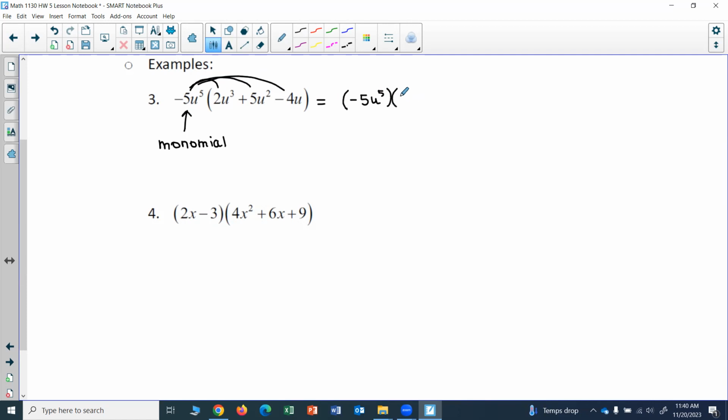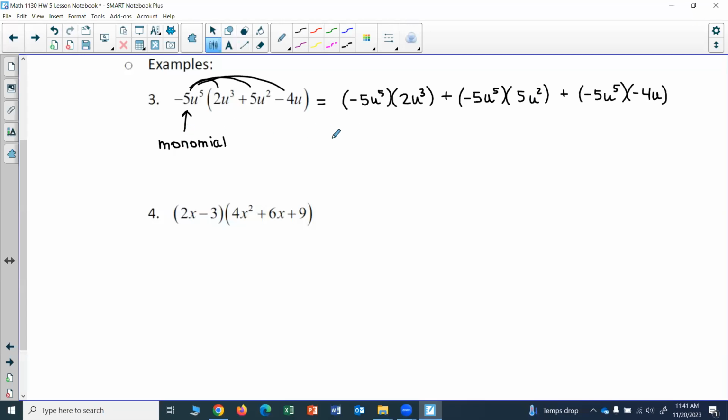times the first term, 2u cubed, plus negative 5u to the fifth times the second term, 5u squared, plus negative 5u to the fifth times negative 4u. So notice I'm incorporating the sign with each factor that I'm writing here. And I'm just writing a plus between all the terms.